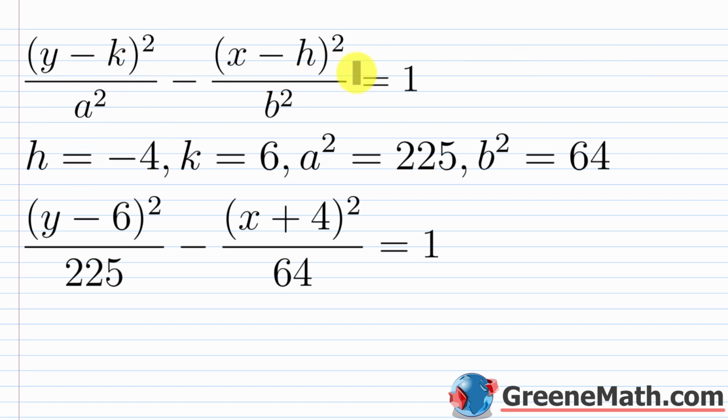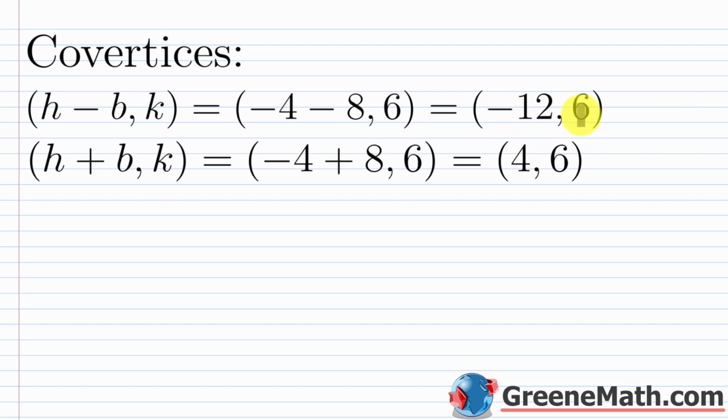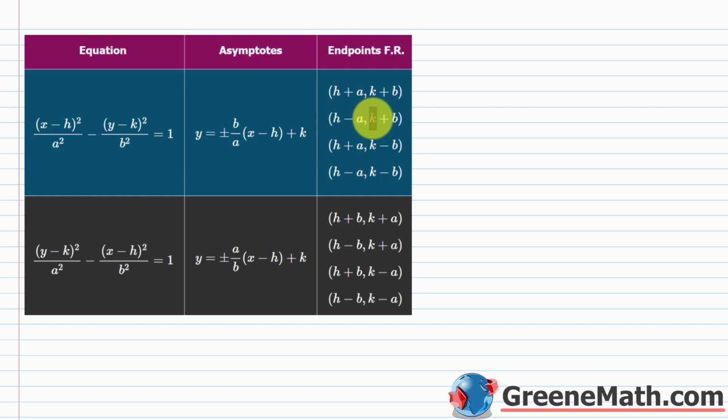So just plugging into this form right here, this is going to be for the transverse axis being vertical. h is negative 4, k is 6, a squared is 225, and b squared is 64. So we get y minus 6 quantity squared over 225 minus x plus 4 quantity squared over 64 is equal to 1. The co-vertices are going to be negative 12 comma 6, and then 4 comma 6 if you just plug in. In terms of getting the asymptotes and the endpoints for the fundamental rectangle, you're using the bottom row right here.